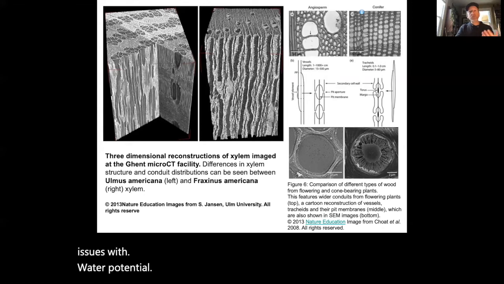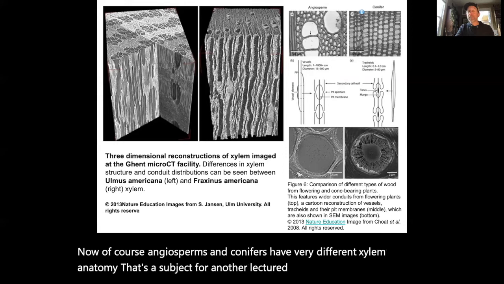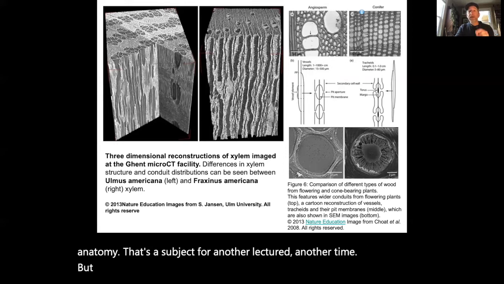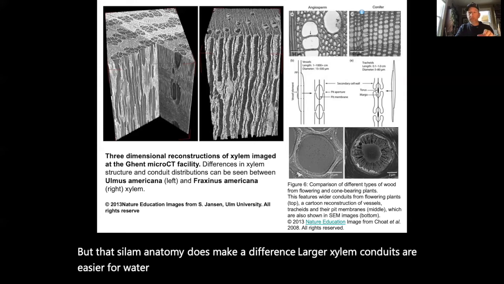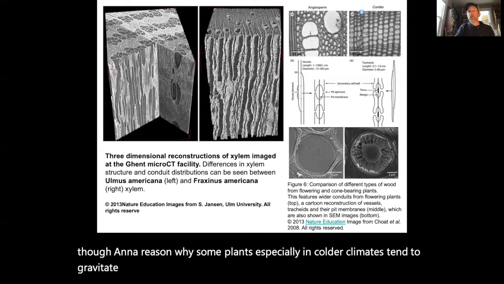Now, of course, angiosperms and conifers have very different xylem anatomy. That's a subject for another lecture at another time. But that xylem anatomy does make a difference. Larger xylem conduits are easier for water to move through, period. There are some other problems, though, and a reason why some plants, especially in colder climates, tend to gravitate towards smaller xylem conduits or winter dormancy.